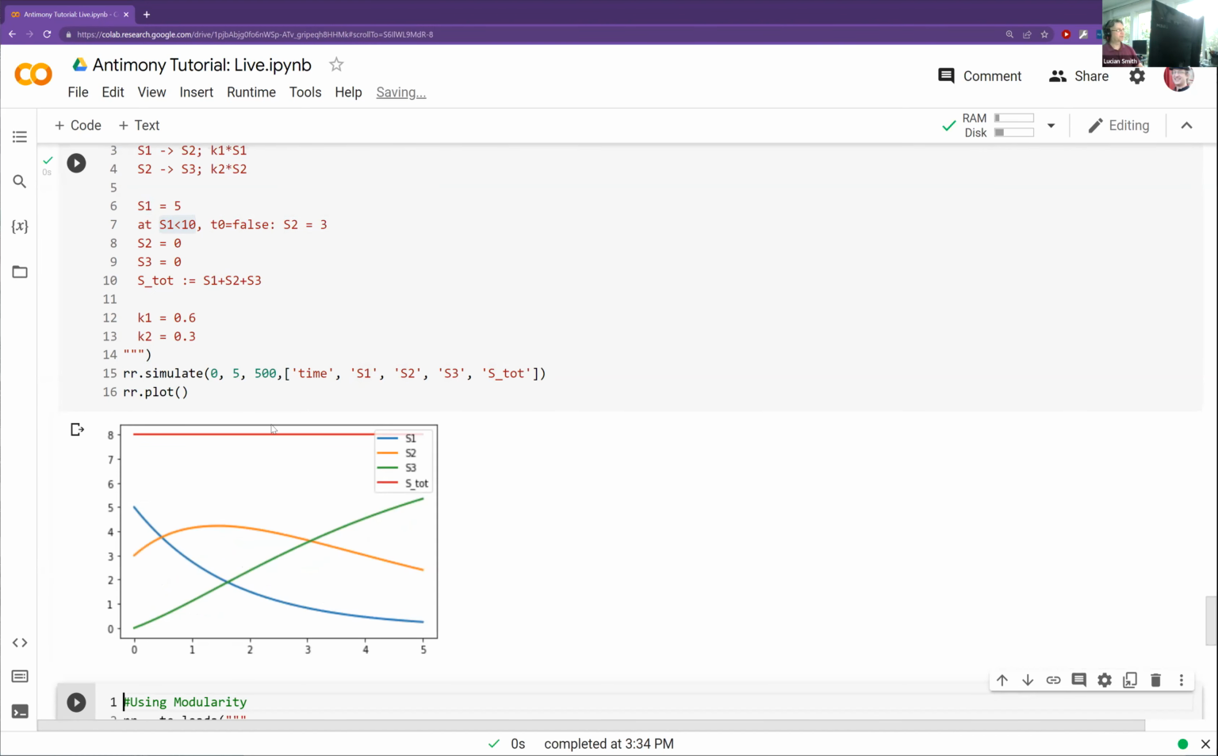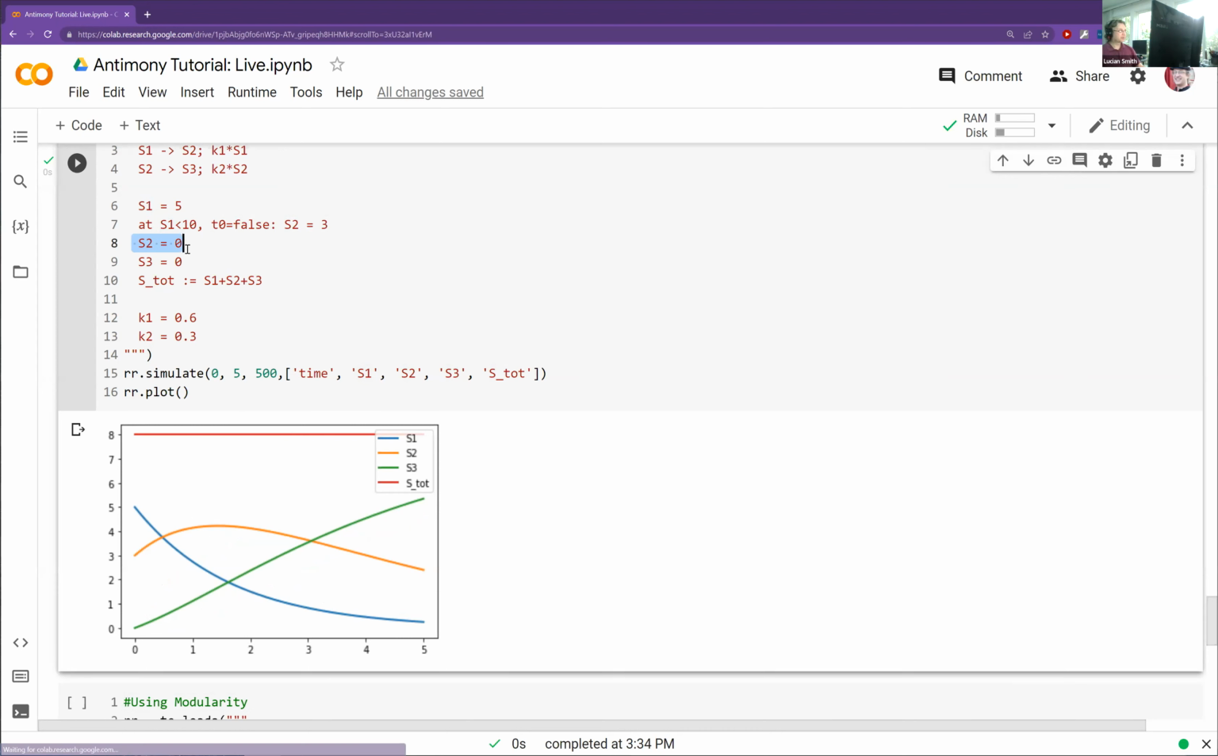So now, since we set S2 to 3 at the very beginning of the simulation, that's what it is. S2 was 0, but this event fired before anything happened, before any reaction happened, and set it to 3. And you'll notice our total volume of everything is up here at 8, because S1 was 5, we set S2 to 3, and so the total was 8. Any questions about any of that?